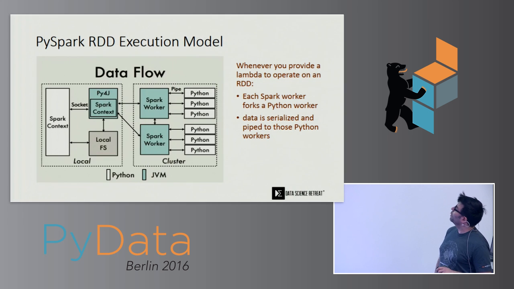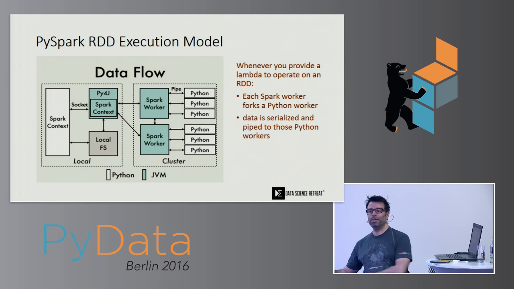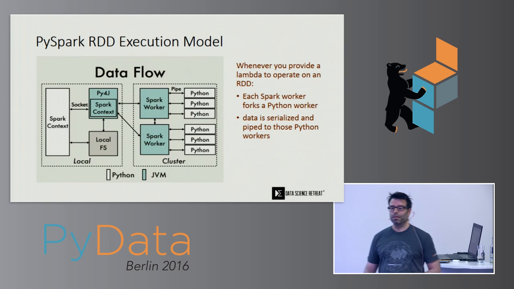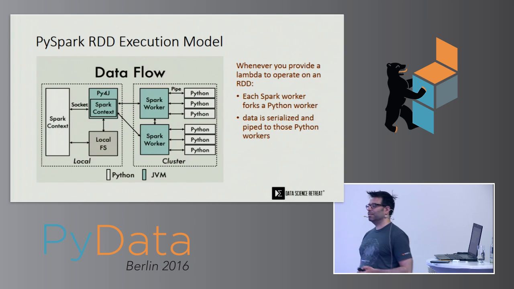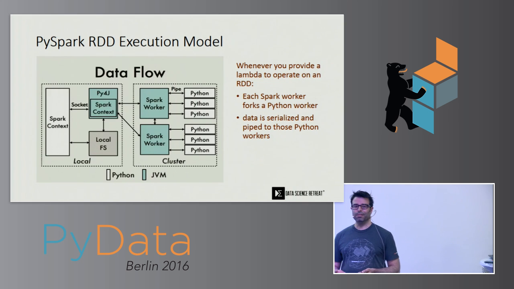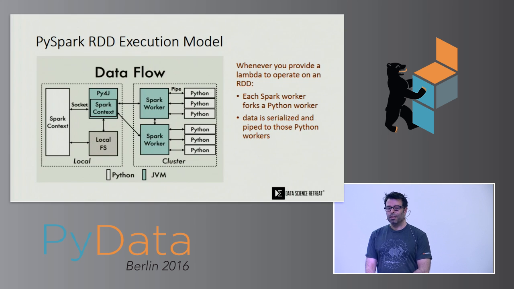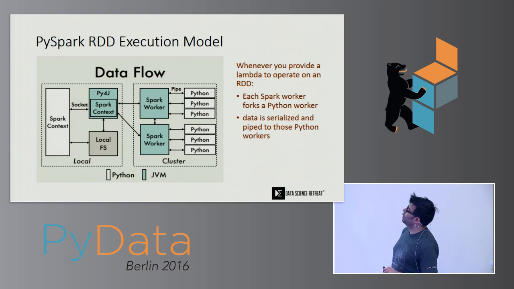So the interesting thing is that when you call a lambda function to operate on the RDD, each Spark worker forks a Python worker, and data has to move from the JVM to Python and back, just because of the lambda. And this is why performance is not great. And this is why if something dies, the executor really cannot tell. And this is a little bit of a problem.